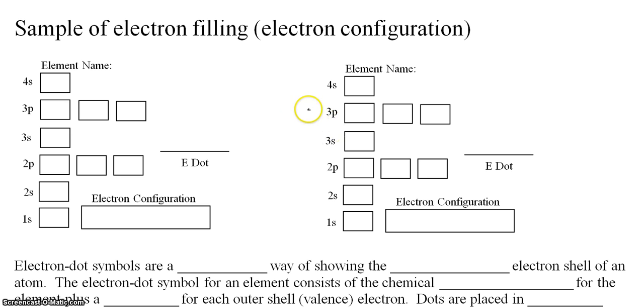So, you see here we have the sample electron filling. If you are in 6th or 7th period, you have a copy of this on your periodic table. If you are in 8th period, you just need to know this. That's why you're in honors. Okay, but this is called basically an Aufbau diagram.